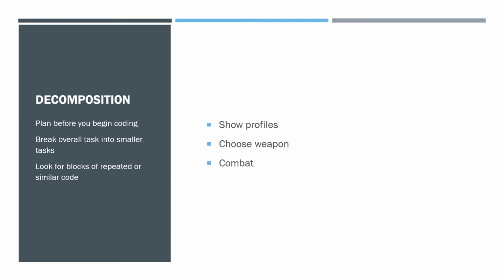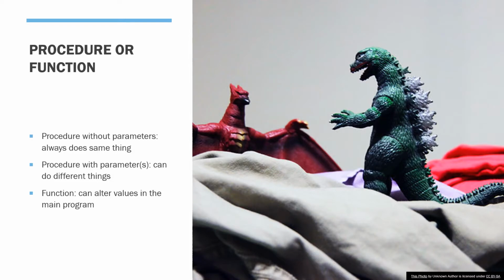And to do this, I'm going to look for blocks of repeated or similar code. Remember what procedures and functions are. Procedures without parameters always do the same thing. But if we send a parameter to the procedure, that allows us to use the same procedure to do several different things. And if we're using a function, we can alter values in the main program as well.